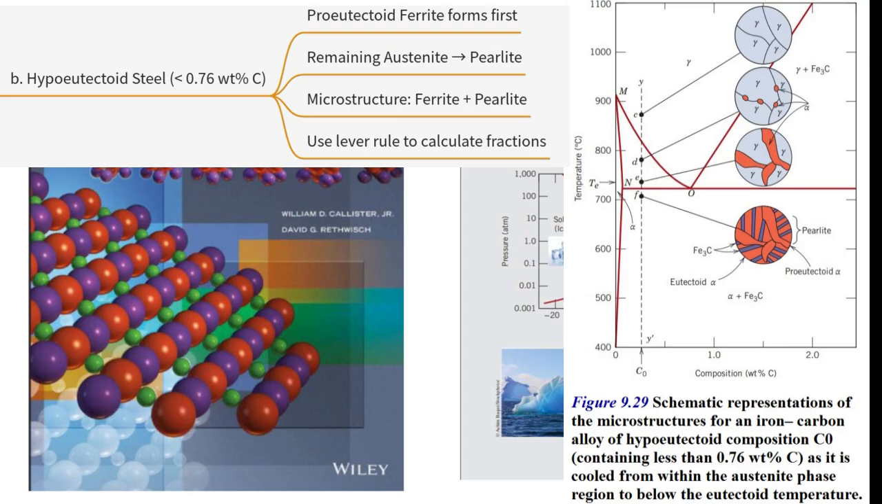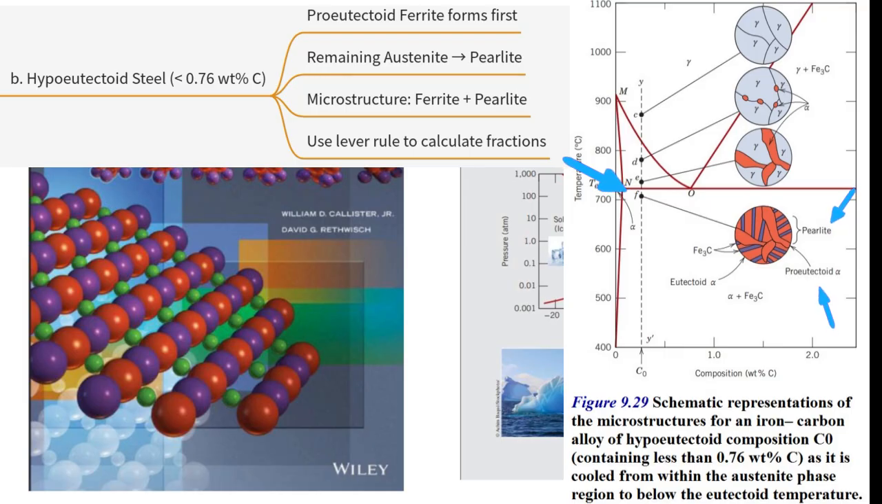Now, as this proeutectoid ferrite forms, remember it has very low carbon. It effectively rejects carbon into the surrounding remaining austenite. So the austenite that hasn't transformed yet becomes progressively richer in carbon. Its composition moves along that phase boundary line MO, towards the eutectoid composition of 0.76% C as the temperature drops towards 727°C. So the leftover austenite heads towards 0.76%. Exactly. Then, right at 727°C, point F, all of that remaining austenite, which has now reached the eutectoid composition, transforms into pearlite, just like we described before.